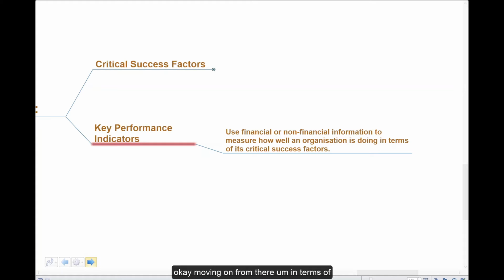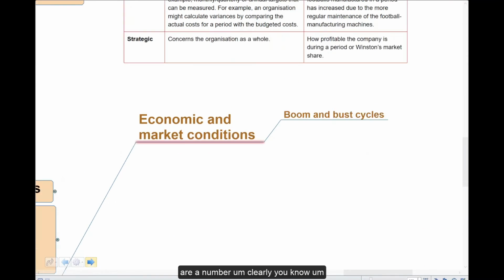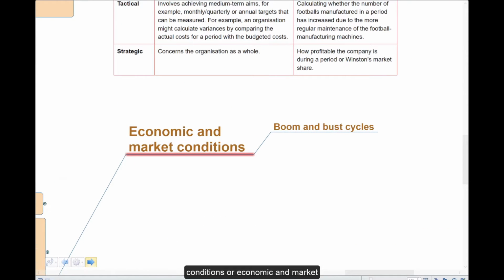Okay? Moving on from there, in terms of the sorts of things that will affect the achievement of KPIs, objectives, goals, CSFs, etc., there are a number, clearly: economic and market conditions. Clearly we have to think of the general economy, and examples from the past of businesses' inability to perform when we have boom and bust cycles. And certainly, as you well know, and as I well know, we've had some pretty hairy boom and bust cycles, and some companies have hit the deck pretty quickly.